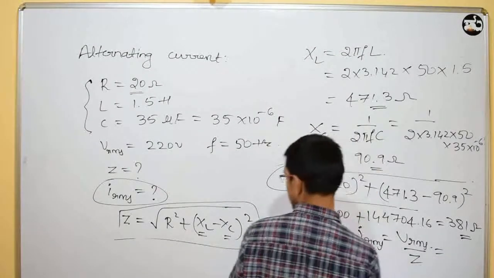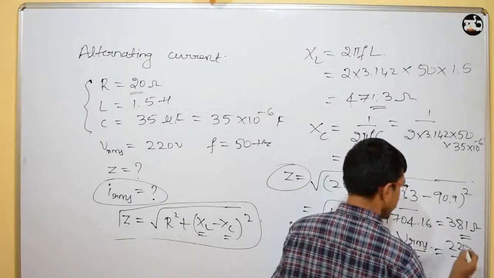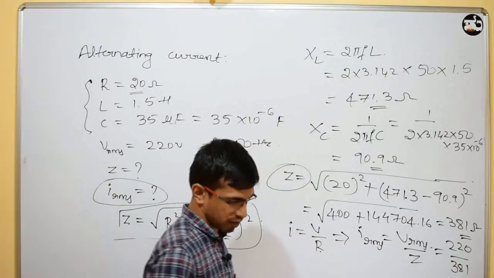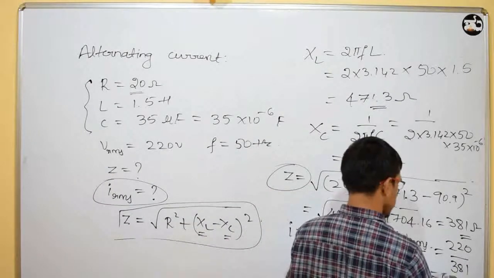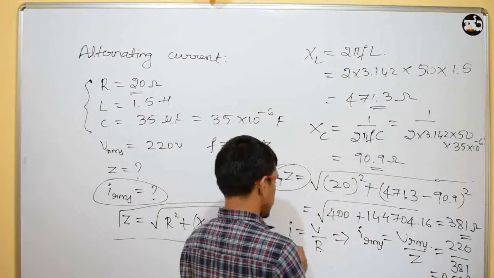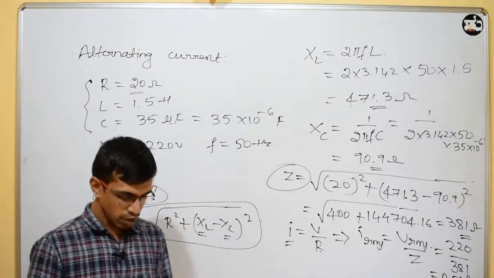Okay, so V RMS is how much now? V RMS is 220 divided by 381. So this will give you 0.58 ampere. So this is the solution for the current flowing through the given circuit. Okay, so this is how you need to solve this problem. Look at the next problem.